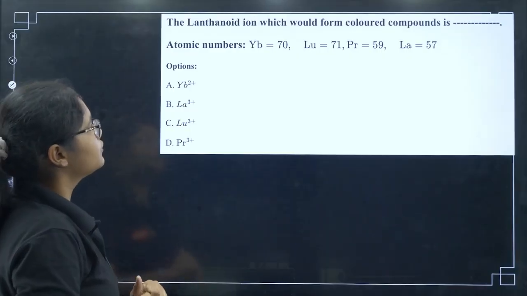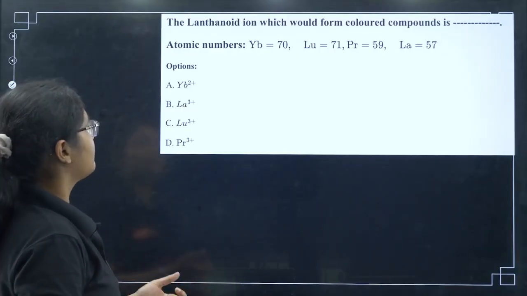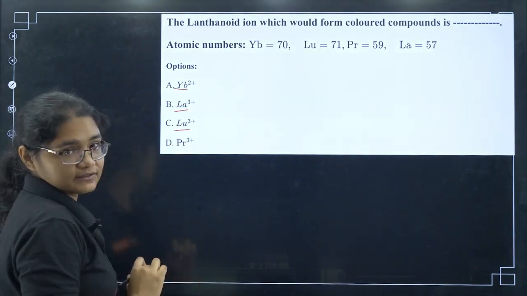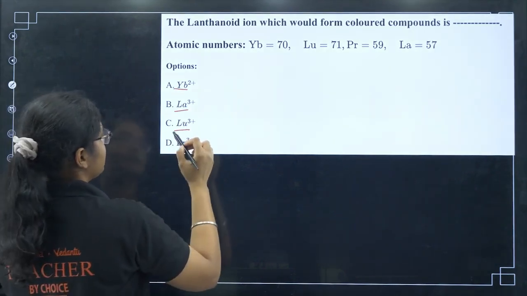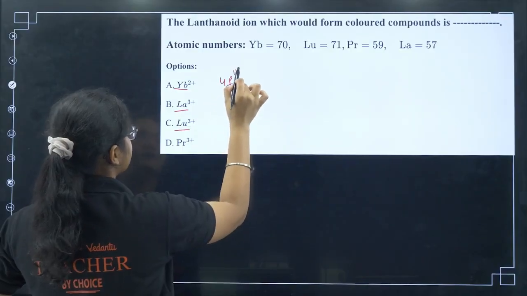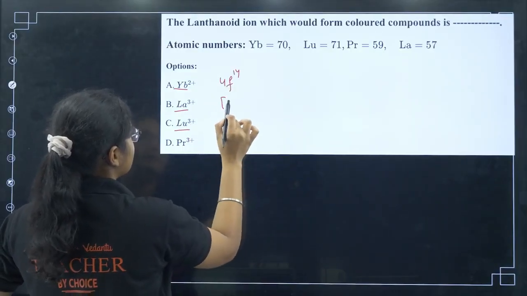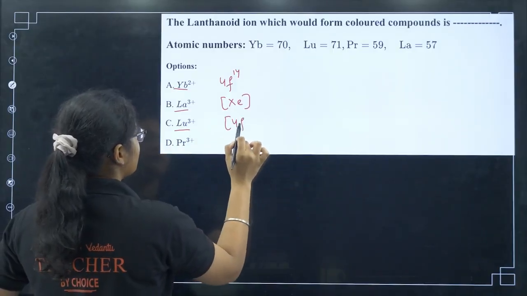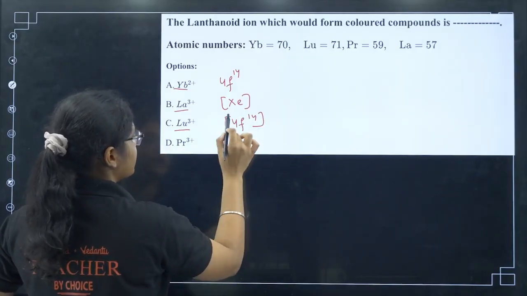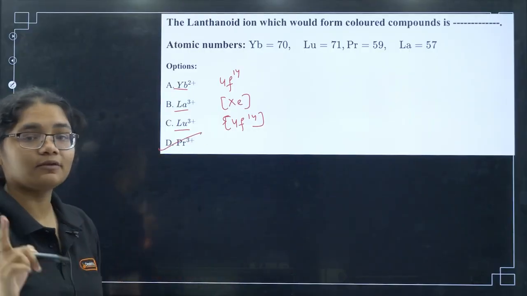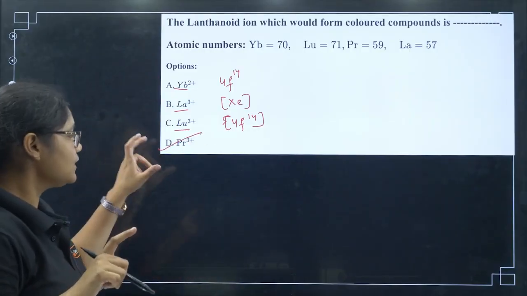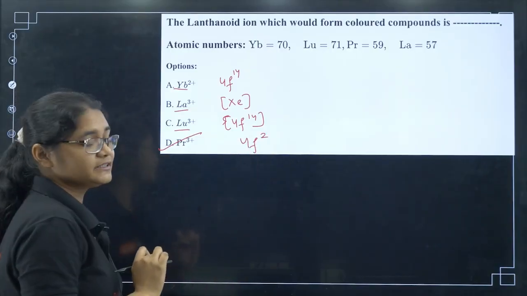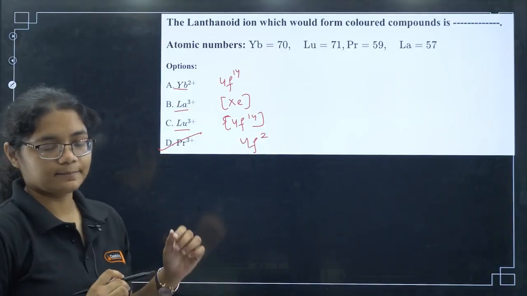Next, the lanthanide which would give a colored compound in the aqueous solution: Yb2+, La3+ and Lu3+. So, if you see, Yb2+ has a 4f14 configuration. La3+ has an xenon configuration and Lu3+ also has a 4f14 configuration. So Pr3+ is the only element which can give you a colored compound because it has a 4f2 configuration, where unpaired electrons are present. So option number D here.